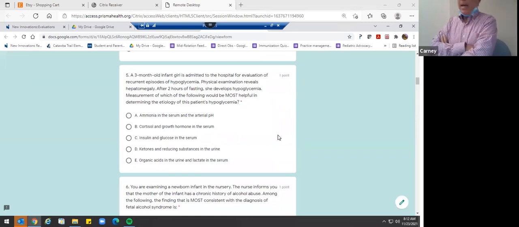What is the diagnosis here? What would be the diagnosis if the patient had ketones and reducing substances in the urine? If that were positive, what would this diagnosis be? Jaya says it's not galactosemia because galactosemia would have ketones and would have reducing substances, right? Galactose is a reducing sugar, a reducing substance. Your reducing substances are carbohydrates. There's only one carbohydrate classically that's not a reducing substance. What is that carbohydrate?